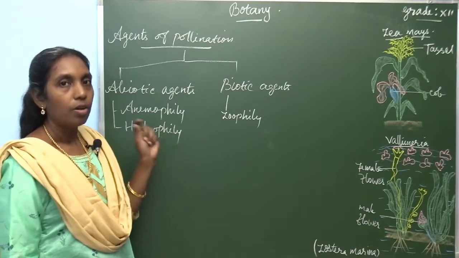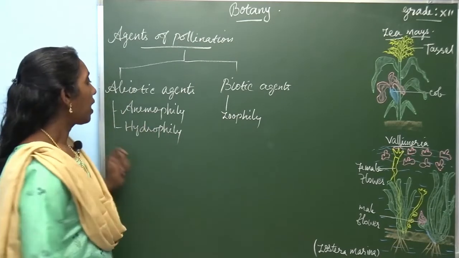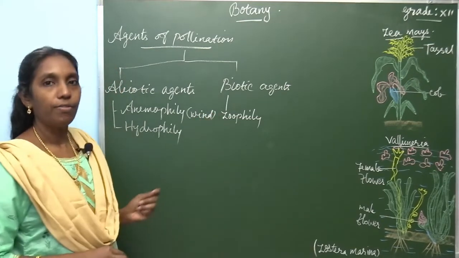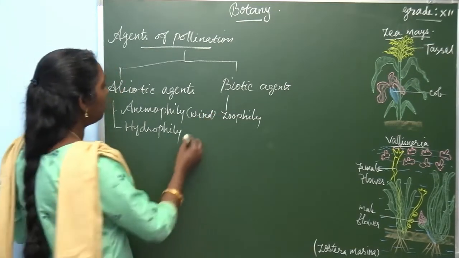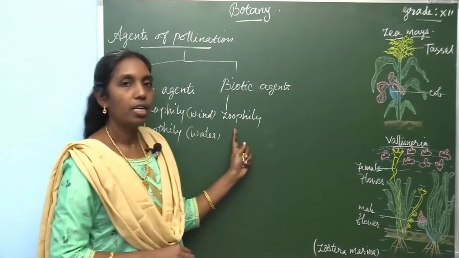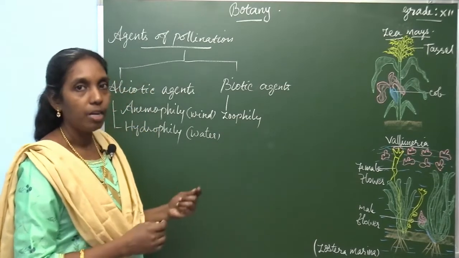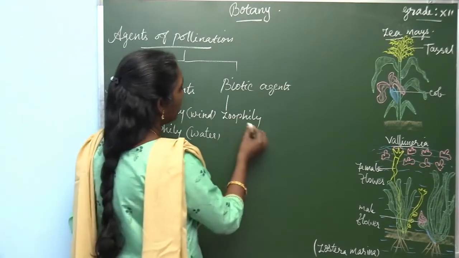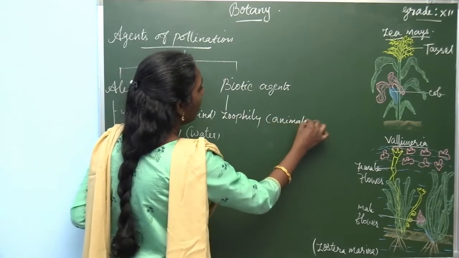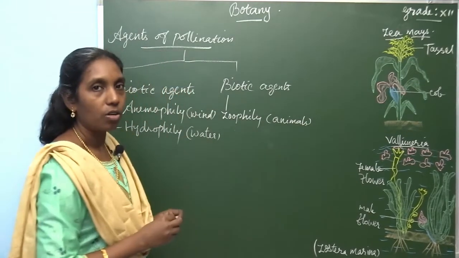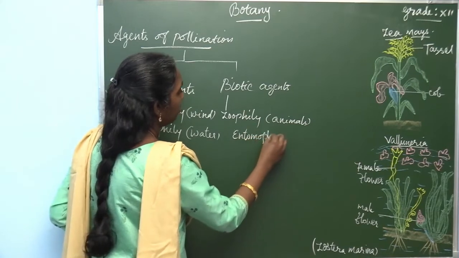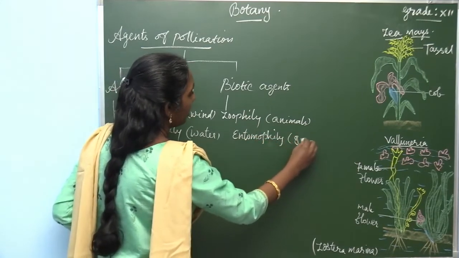Anemophily is the type of pollination which is carried out by wind. Hydrophily is carried out by water. And zoophily is carried out by animals including insects. Insect pollinated flowers are called entomophily. This is insect.